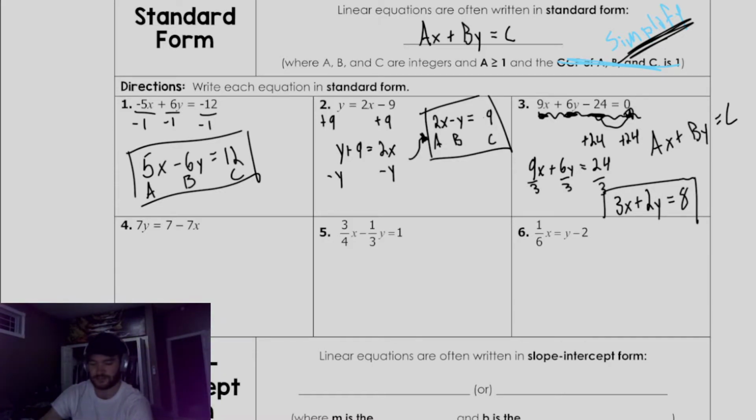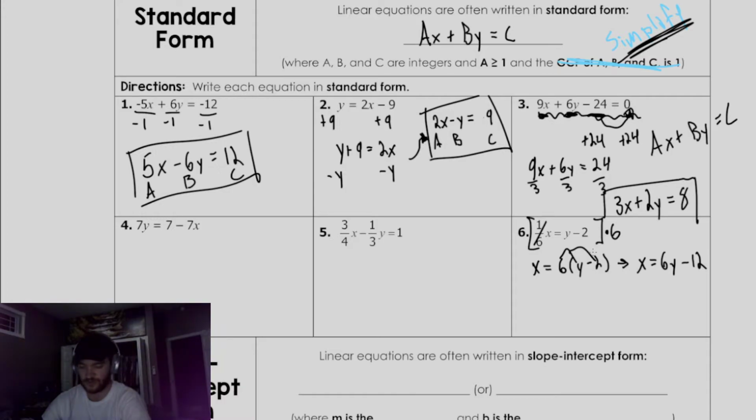And to do that, all I have to do is multiply everything in this problem by 6. So I'm basically just going to be bracketing this, multiplying everything by 6. Because that's going to get rid of this, and it's just going to make it so I have to times 6 into here. So I end up getting x equals 6 times y minus 2. So I'm going to rewrite that as x equals 6y minus 12, because I'm distributing this 6 into here. And I'm just going to move the y over. I'm going to subtract this 6y over to here. So I'm left with x minus 6y equals negative 12.